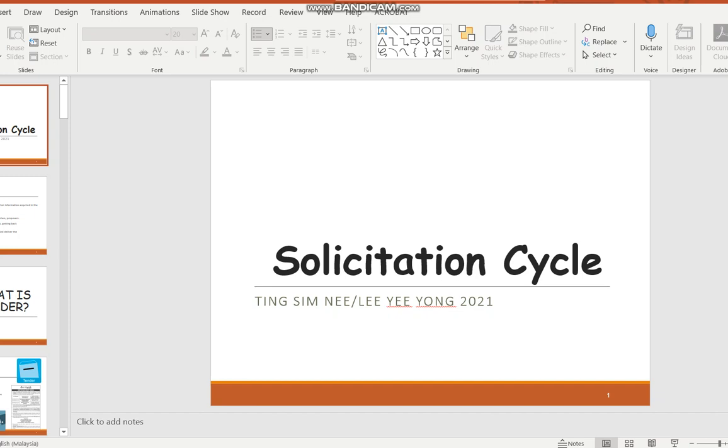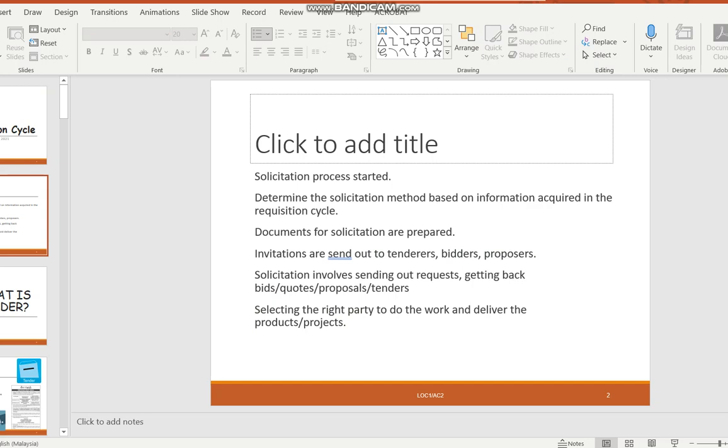The proposal can be a financial proposal, or it can be a technical plus financial proposal to the client to establish that relationship. This is the final bit whereby you go out and solicit, meaning that you go out and try to acquire the right group of people or the right other party to carry out the job for you. As a client, if you're coming from the client's perspective, we call this the solicitation cycle.